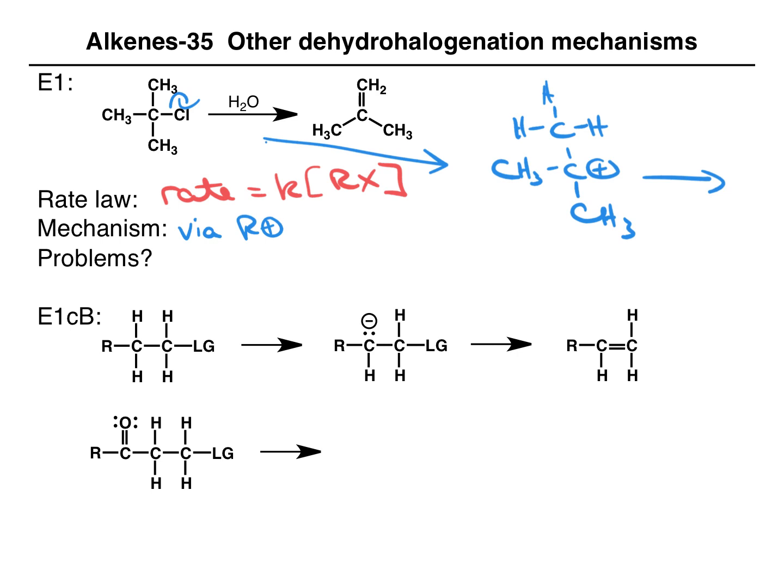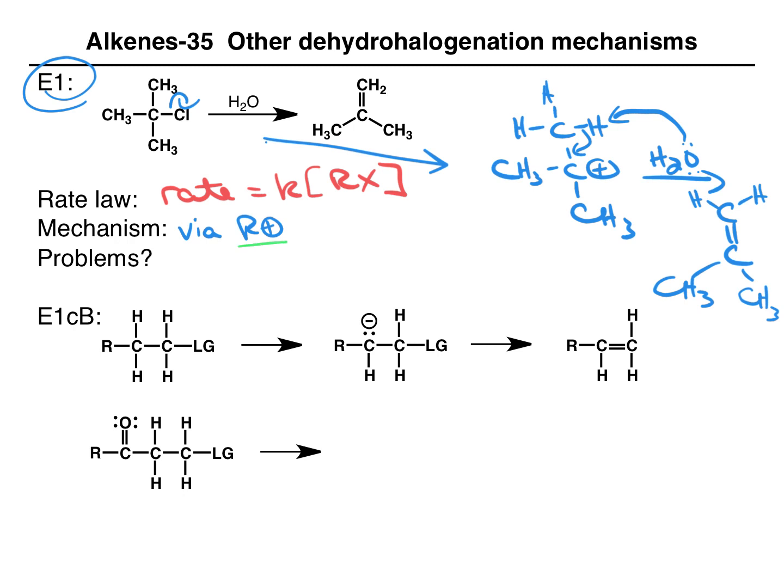And then water can act as a base and grab off one of these protons. These electrons can fold in here to form a double bond, giving us an alkene product by the E1 mechanism. Elimination, unimolecular, because carbocation formation is the rate determining step, and there's only one molecule involved in the transition state of the rate determining step. But there are some problems with the E1 mechanism. So first of all, because it goes through a carbocation, there is the possibility of carbocation rearrangement.